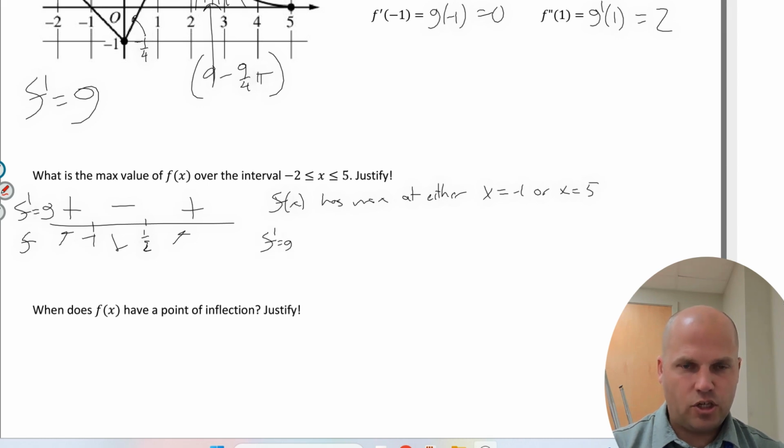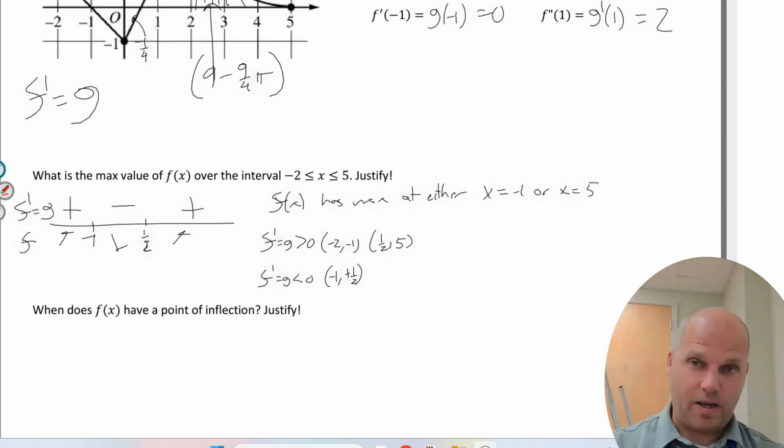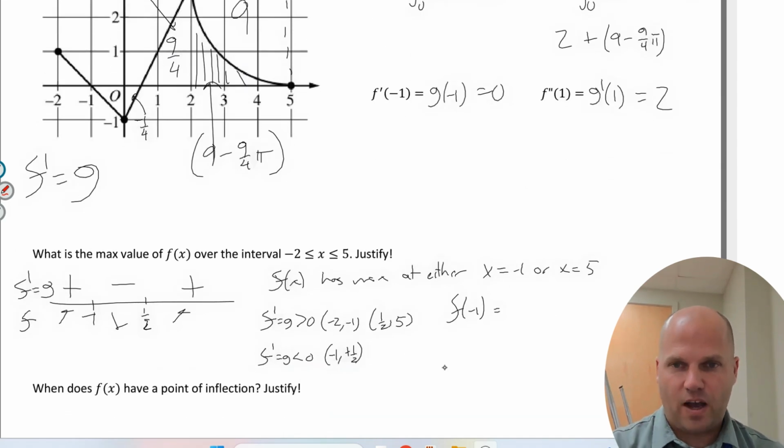because f prime, which equals g, is positive from -2 to -1, and from 1/2 to 5, f prime, which equals g, is negative from -1 to 1/2. Great. Helps me not have to check all my candidates. I have f of -1. Did I find that? Nope. I do have f of 5, which I found, which was this tricky 11 minus 9/4 pi.